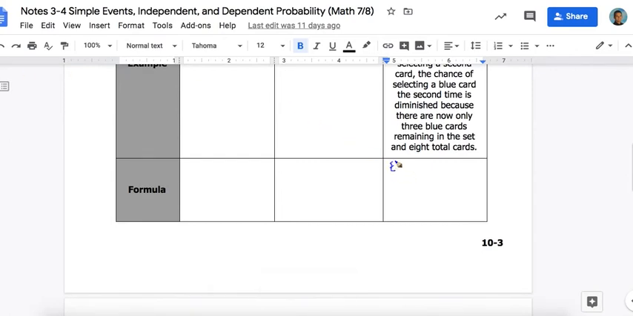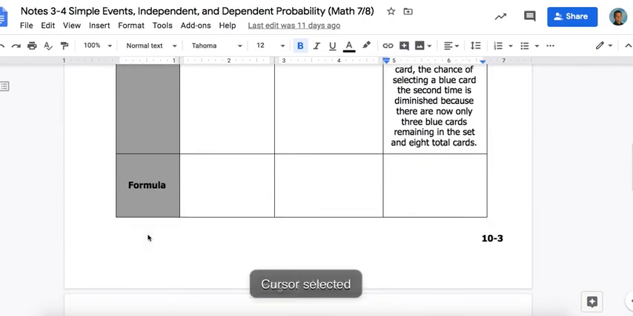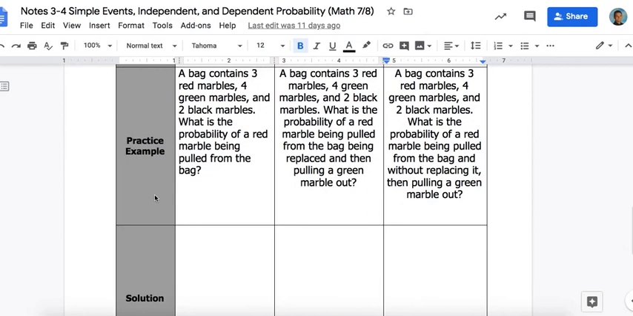So the formula would be event 1, which is your desired over your total, times event 2, which is also your desired over total. But remember, your second probability is going to depend on what happened in the first probability. So let's look at an example.